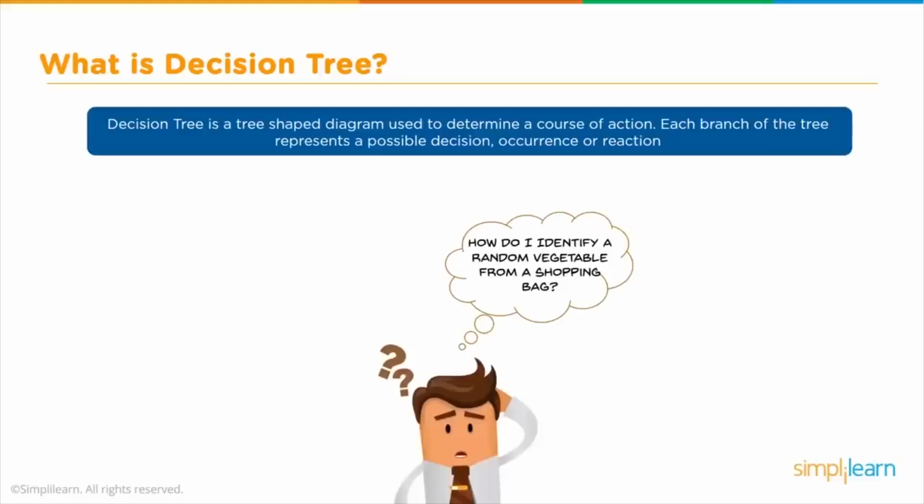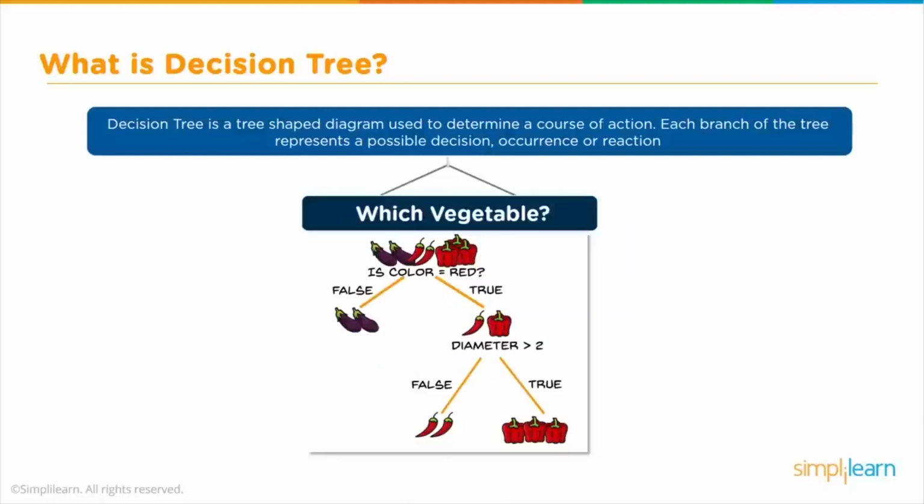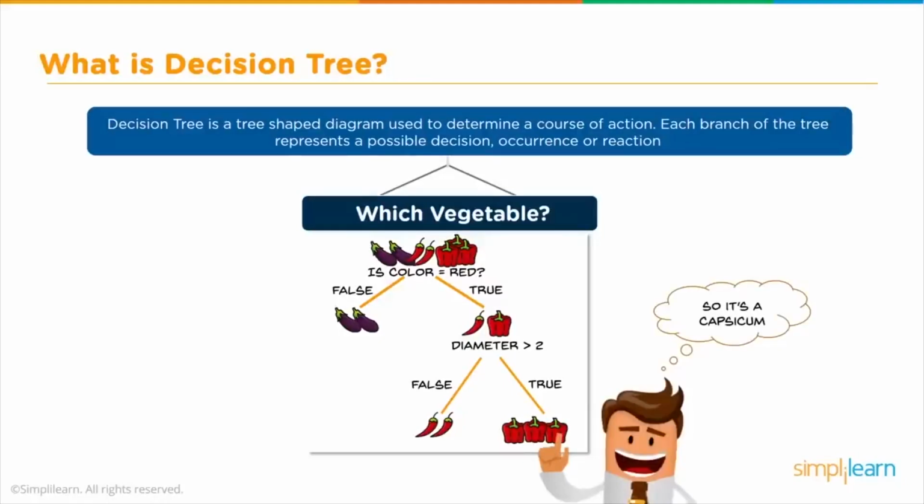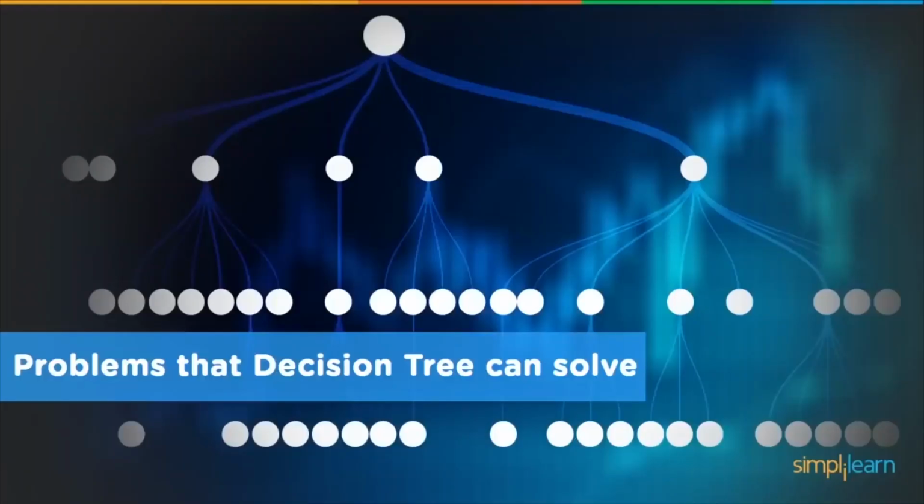Let's start with a simple question. How to identify a random vegetable from a shopping bag? So we have this group of vegetables in here, and we can start off by asking a simple question, is it red? And if it's not, then it's going to be the purple fruit to the left, probably an eggplant. If it's true, it's going to be one of the red fruits. Is the diameter greater than 2? If false, it's going to be what looks to be a red chili. And if it's true, it's going to be a bell pepper from the capsicum family. So it's a capsicum.